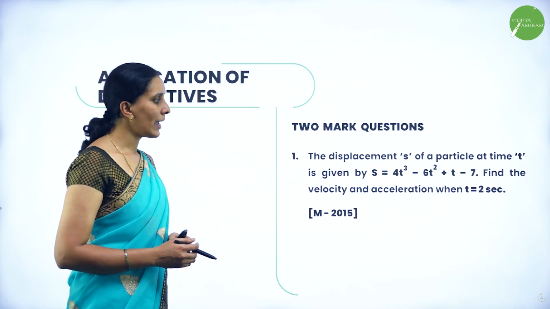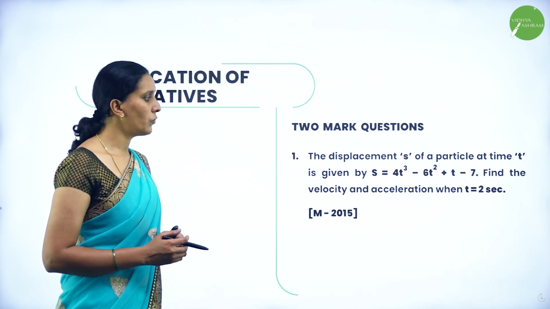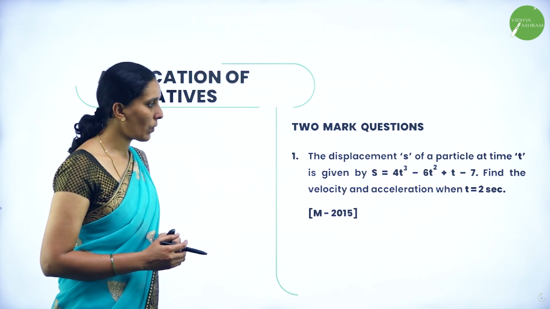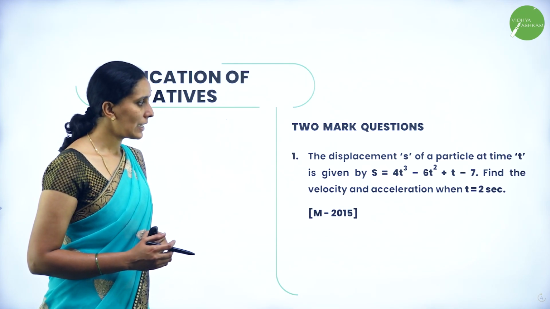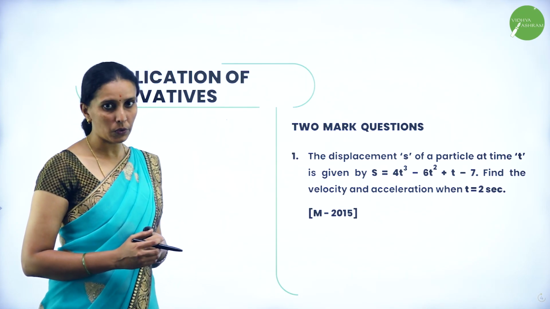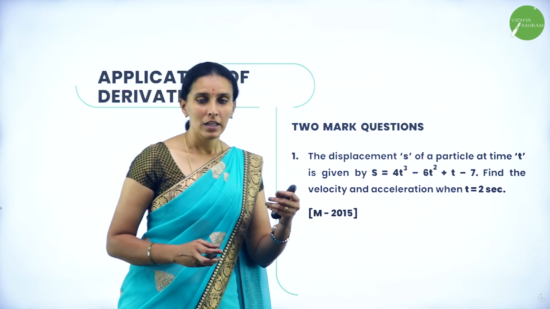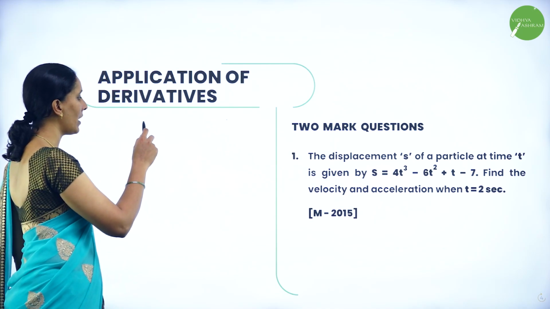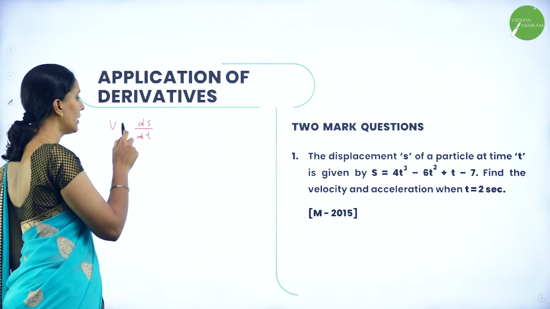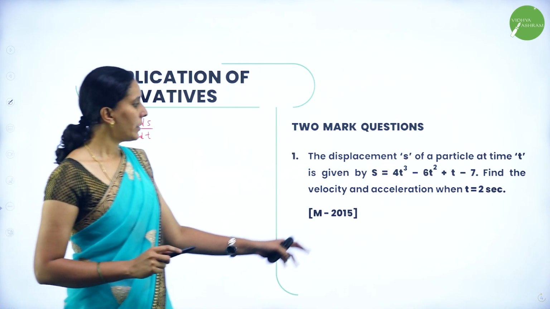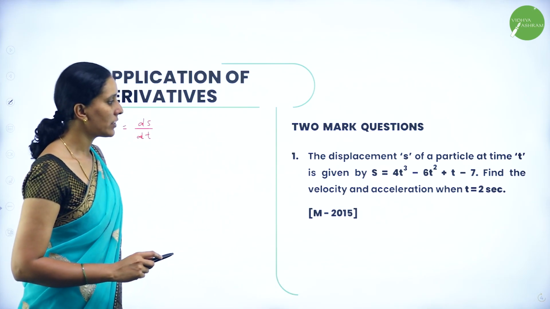The displacement S of a particle at a time t is given by S is equal to 4t cube minus 6t square plus t minus 7. Find the velocity and acceleration when t is equal to 2 seconds. We know that velocity is change in displacement. The change in displacement is given by ds by dt. So, we are finding the velocity. ds by dt means you need to derive the function s here with respect to t.